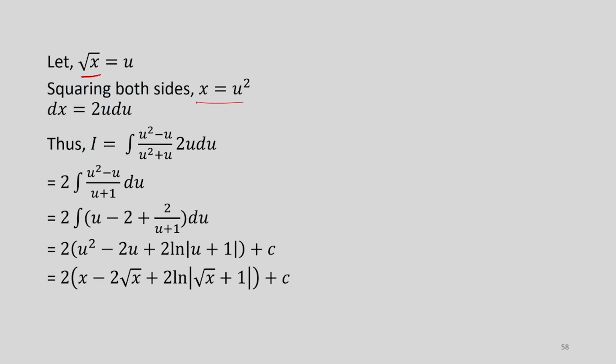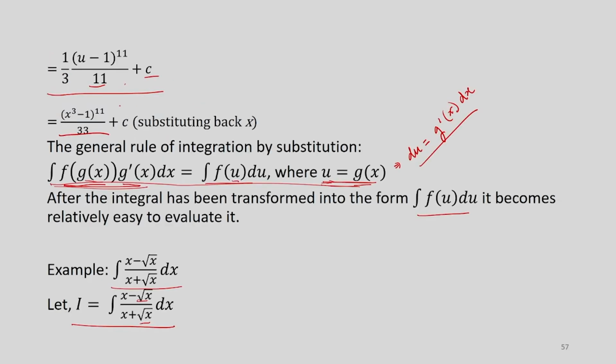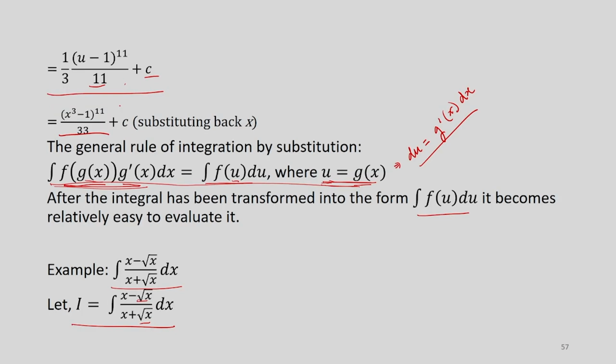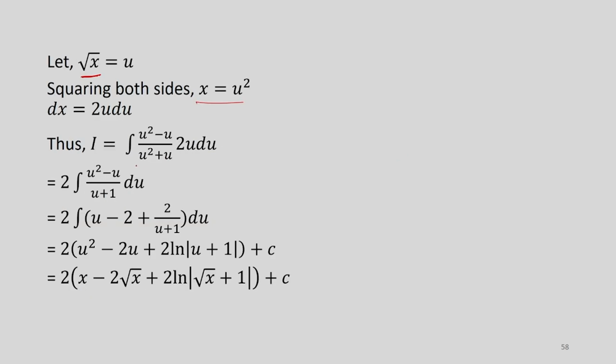Now, I will use these substitutions in the original integral. So, what do I do? x minus root over x, what is x? x is equal to u square. So, instead of x, I will write u square, and instead of root over x, I will write u. So, that will give me this expression, u square minus u divided by u square plus u. And then there is this dx term. dx, as we have seen, is equal to 2u du.